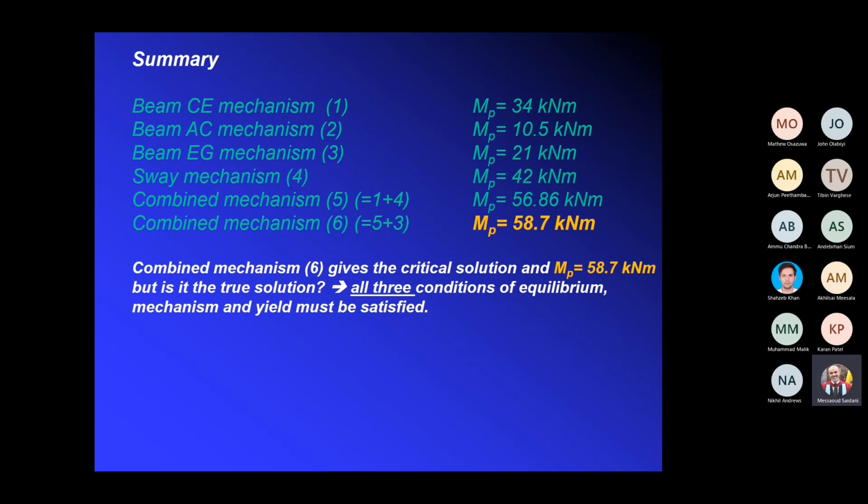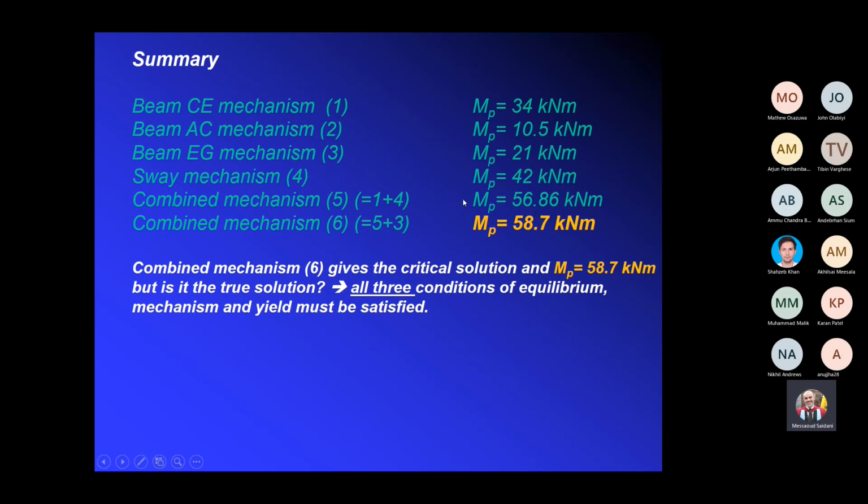If you are looking at the loading or the load factor lambda, you are looking at the minimum value, obviously. But if we're looking for the moments, you are looking at the maximum, because it's the plastic moment. That's the moment that will give you the plastic collapse. Okay.